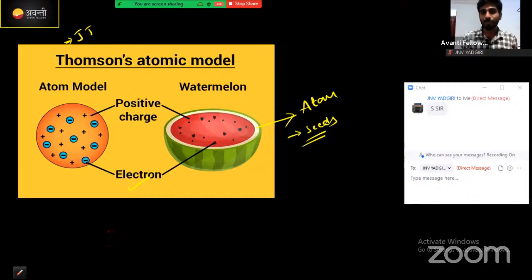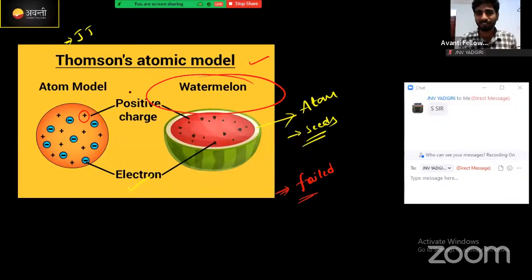Actually, an atom has positive charge as well as negative charge. But what he explained was that the positive and negative charges are arranged randomly throughout the atom. But this explanation does not give a complete idea about the atom. That's why this theory failed. First, the discovery of the atom was made by J.J. Thomson. Whose story? The watermelon's, correct?